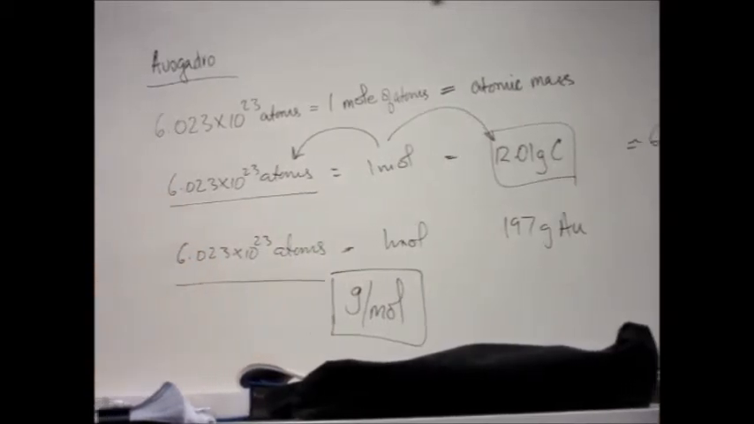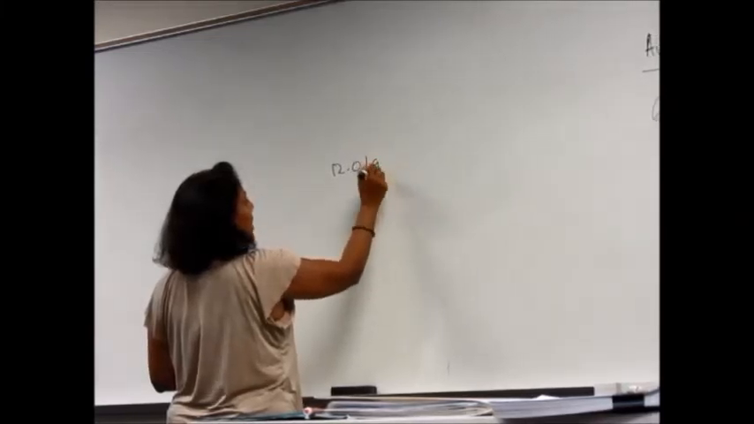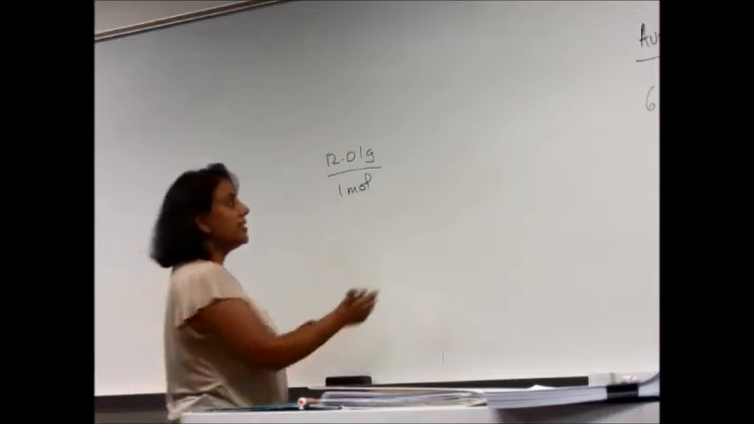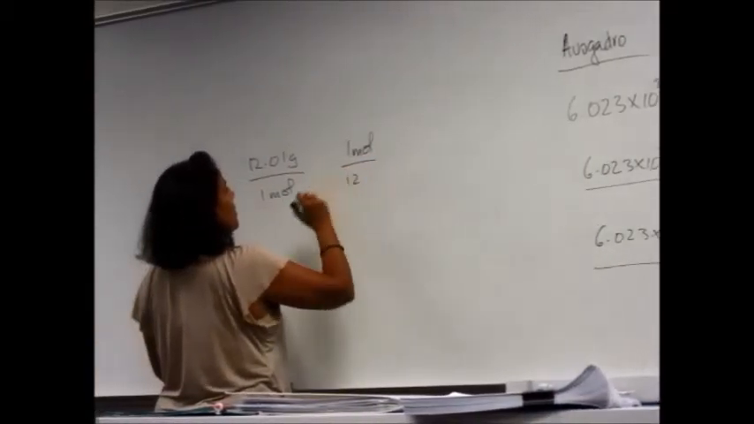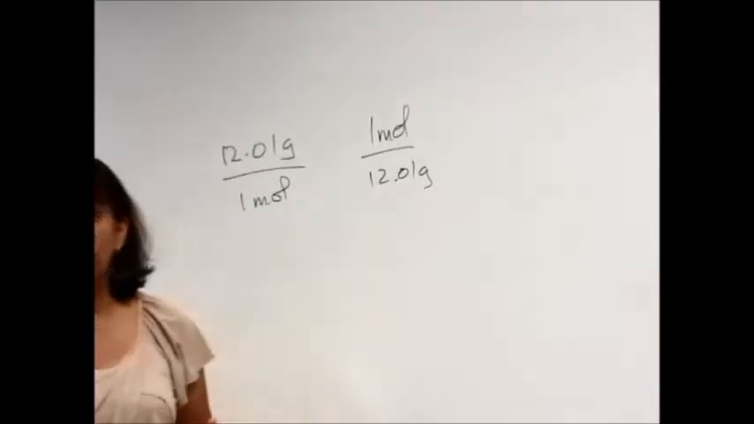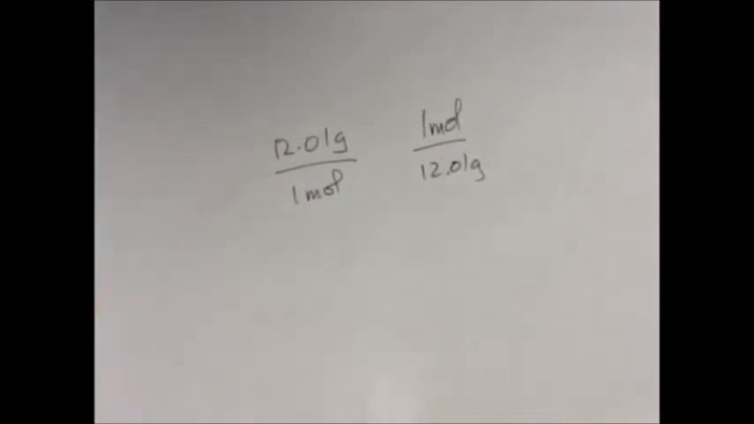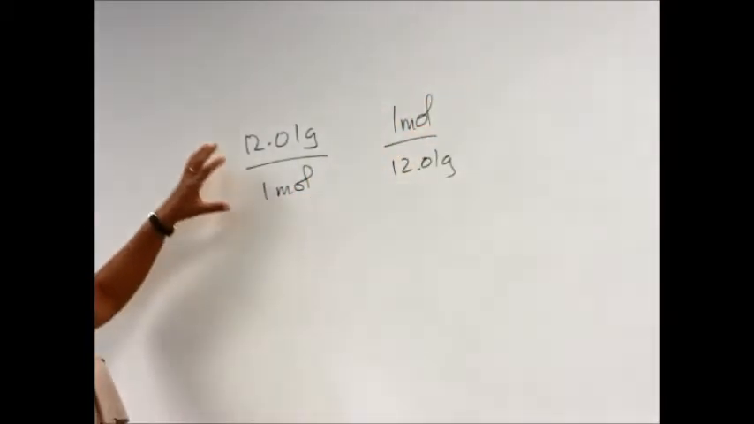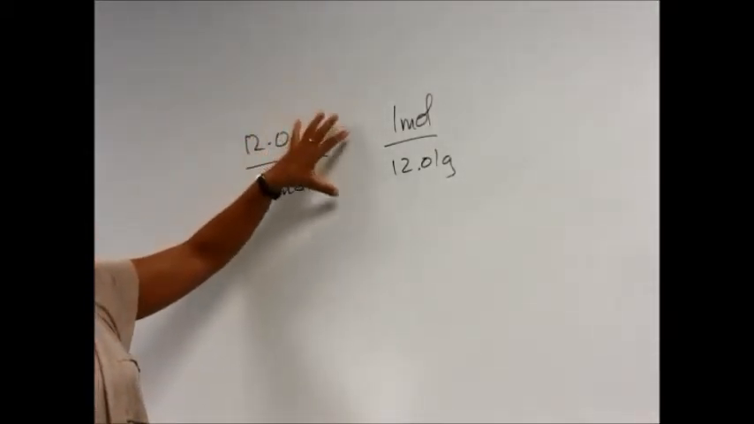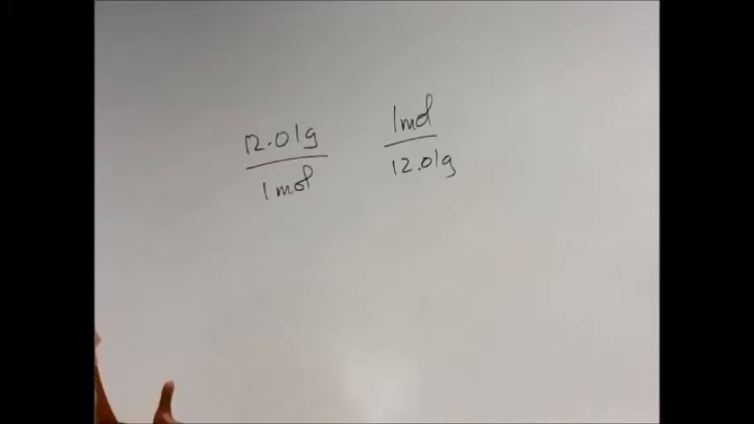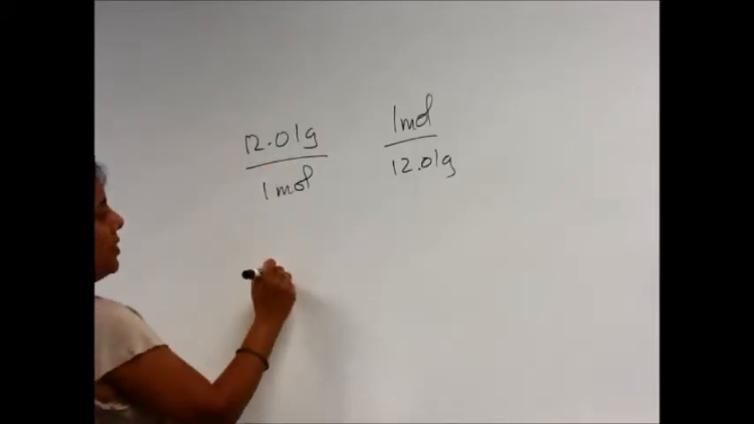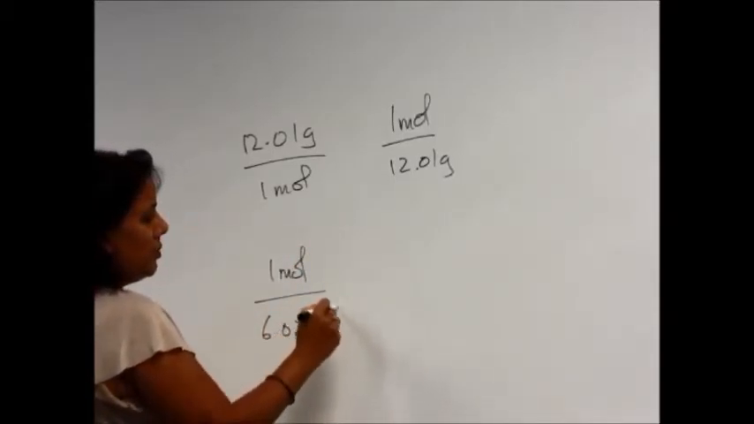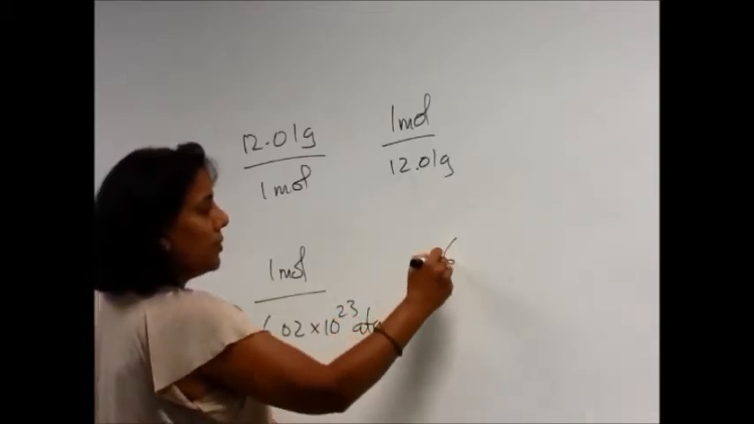So for example, for carbon, it is 12.01 grams per mole. You can inverse that and say I have 1 mole over 12.01 grams also. It's the conversion factor. If I'm asking you to calculate some gram value into moles, this is what you would use. If I ask you to convert some mole value into grams, this is the conversion factor you will use. For atoms, same thing. In 1 mole, you have 6.02 times 10 to the power 23 atoms. Or you can use it the other way.